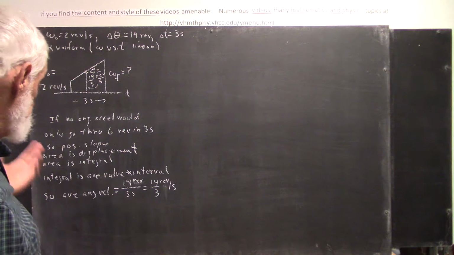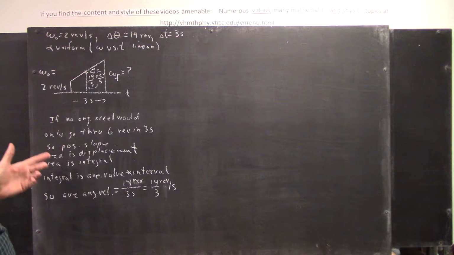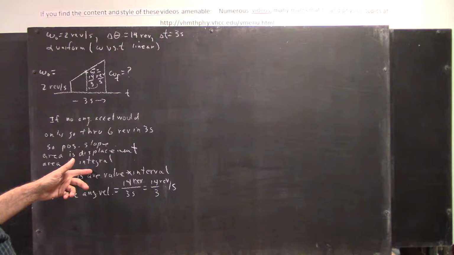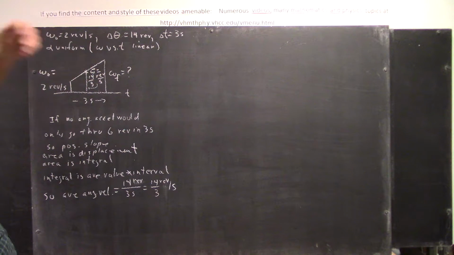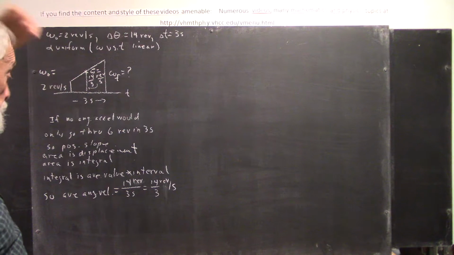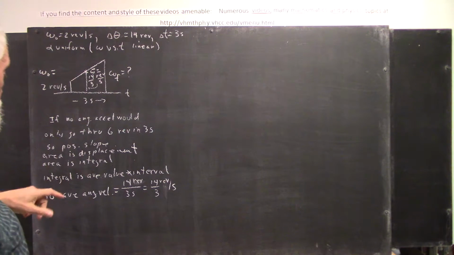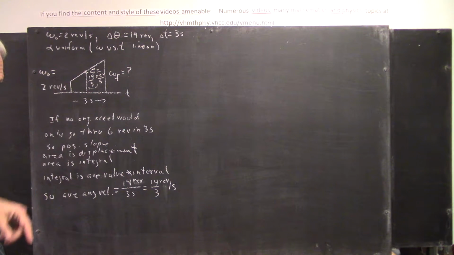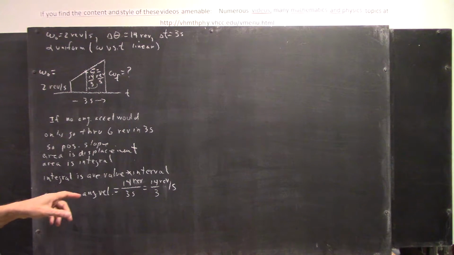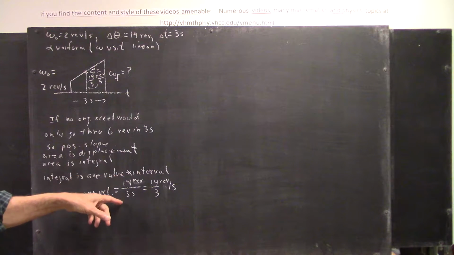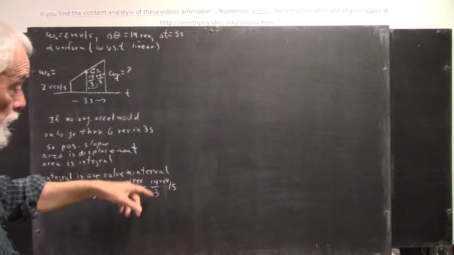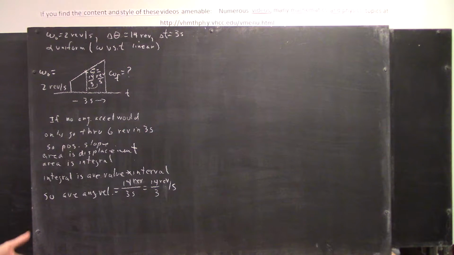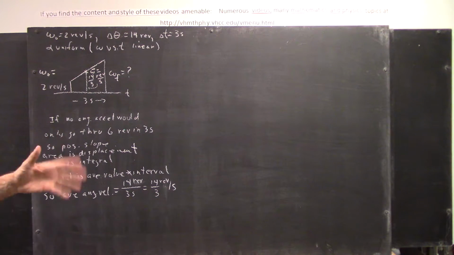So from this, knowing that the area is a displacement, the area is the integral, we know that the integral of the omega versus t function is 14 revolutions. Knowing that the integral is the average value times the length of the interval, well, the length of the interval is 3 seconds, we immediately conclude that the average angular velocity is 14 revolutions divided by 3 seconds, or 14/3 revolution per second.